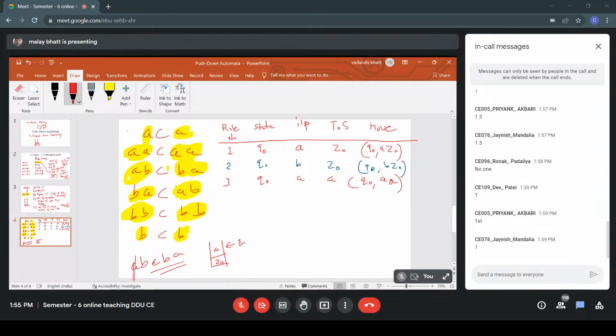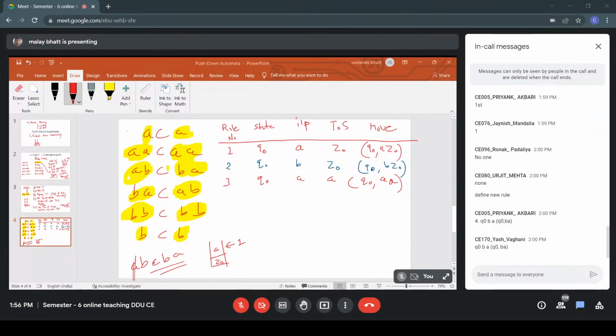Now the next input is B, and I want to apply a rule. So which rule can I apply? Now my top of the stack is A and input is B. Clear? So which rule can we apply? Okay, so what should we do now?